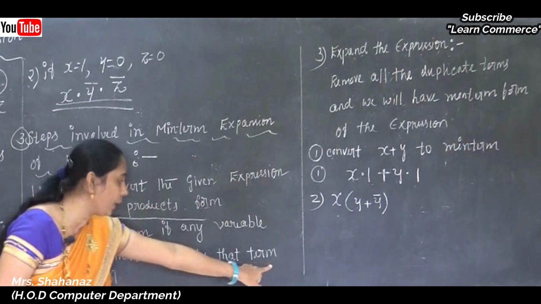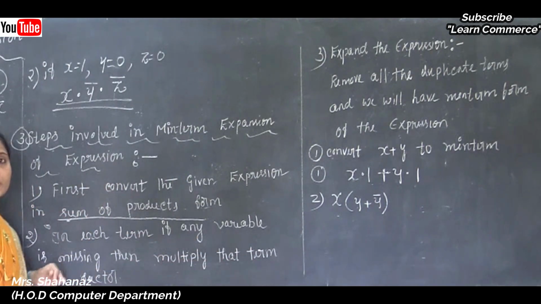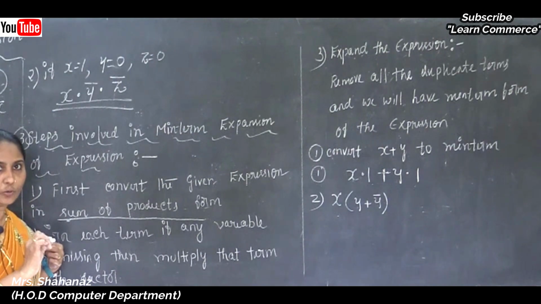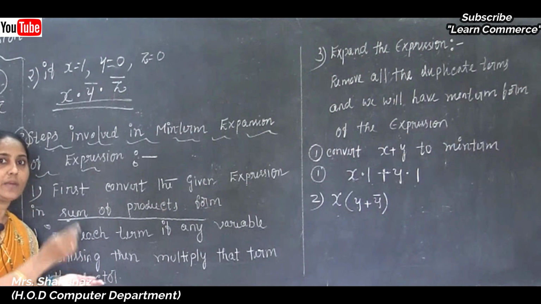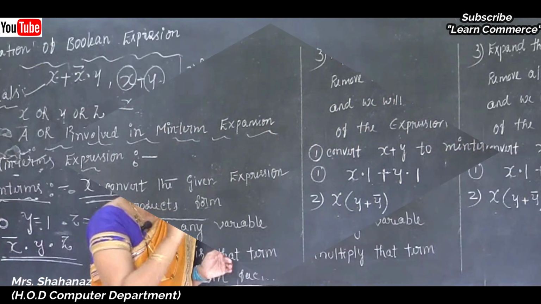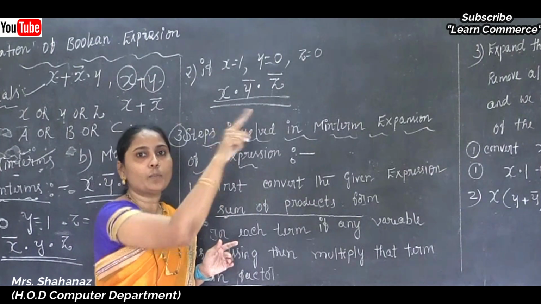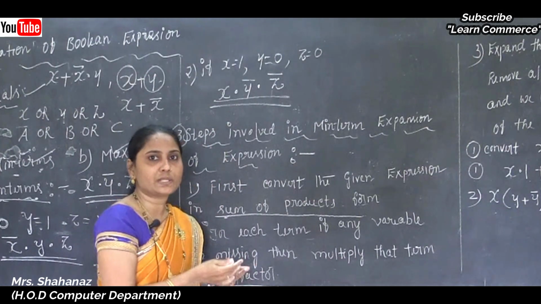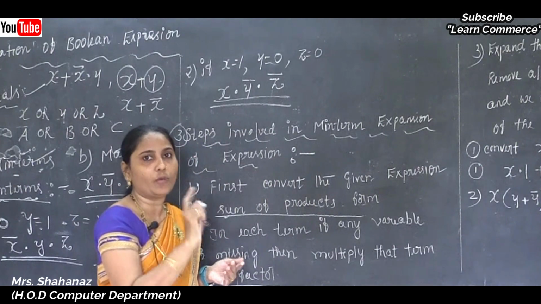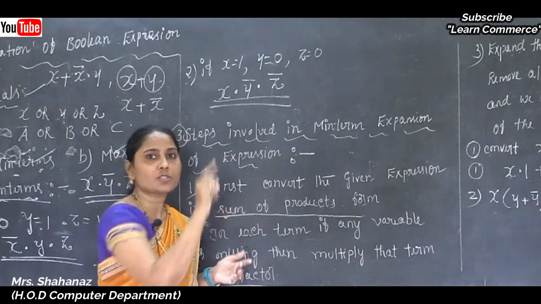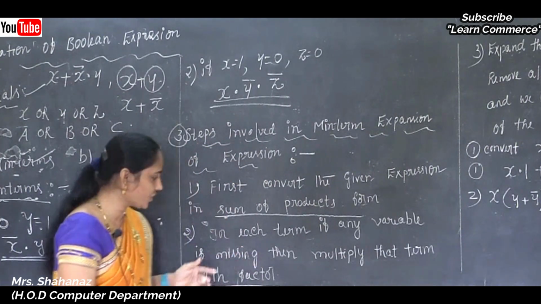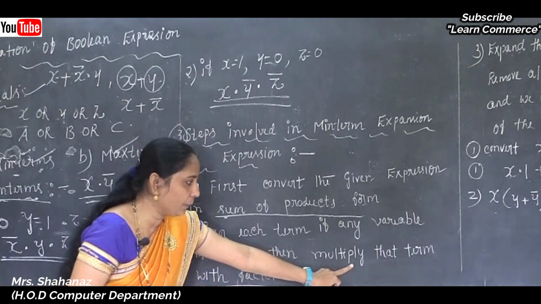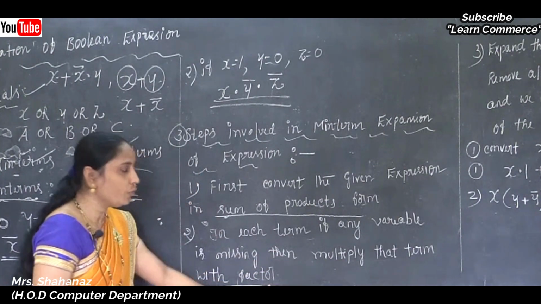Multiply that term with the factor. Factor means a complement of x. Like that we are going to write. Which variable is missing? Maybe x is missing: x plus complement of x. If y is missing, y plus complement of y. If z, z plus complement of z. Clear this point here? So if a variable is missing, then multiply that term with the factor.